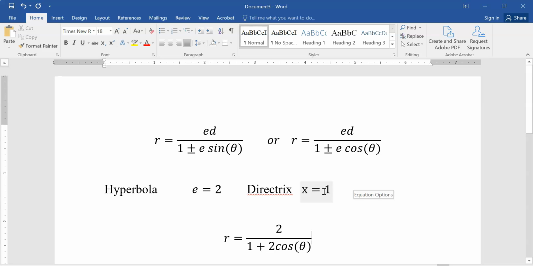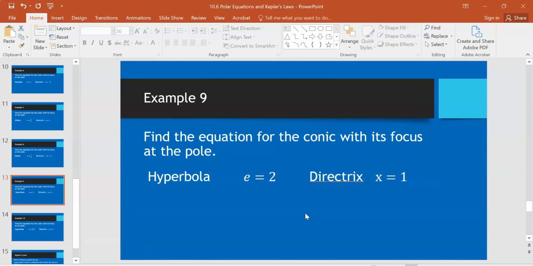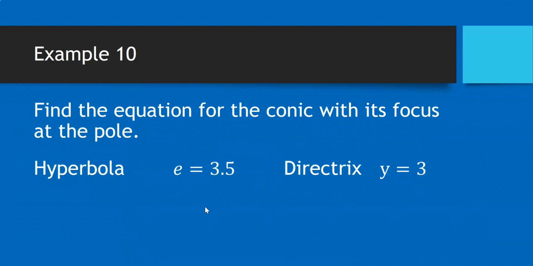By the way, notice that on all of these previous ones, when we had the directrix x equals something, we were pointing left and right, so we were using the cosine version. When my directrix was y equals something, we were pointing up and down, so we used the sine version. All right, so that's that. If you'd like to try example 10 on your own, you can go ahead and do that, another hyperbola with eccentricity of 3.5, directrix y equals 3. You can push pause on the video now. I'll give you the solution in just a moment.